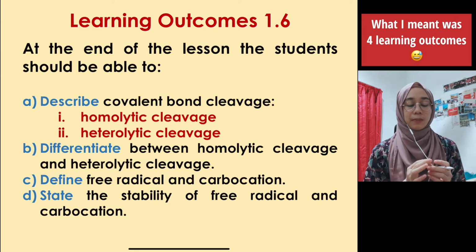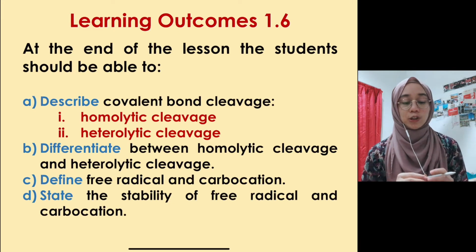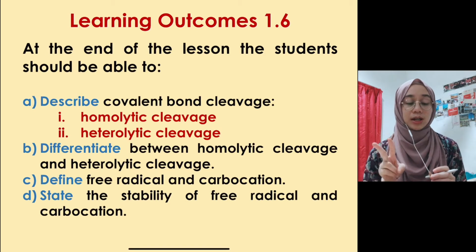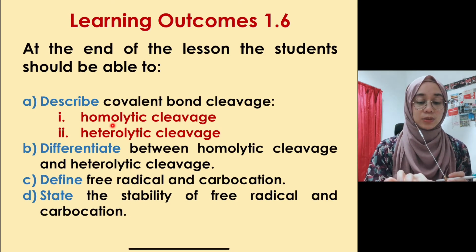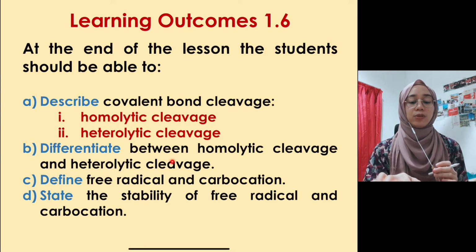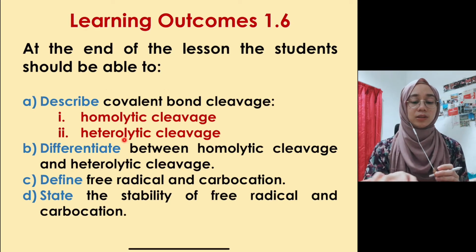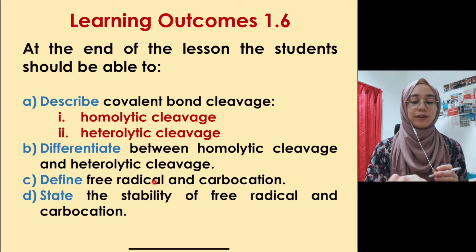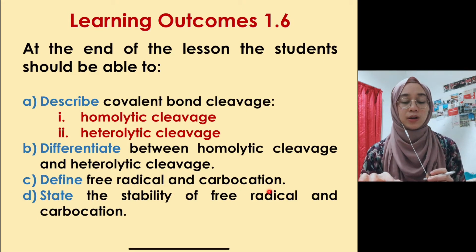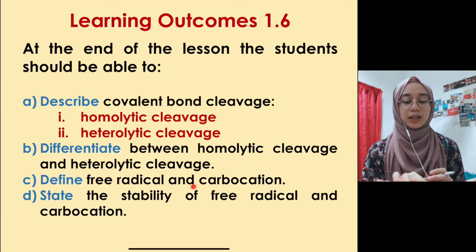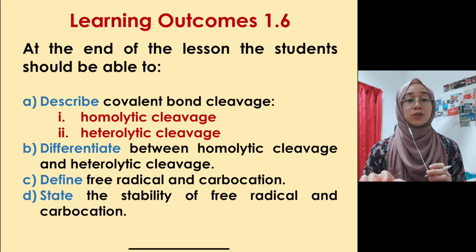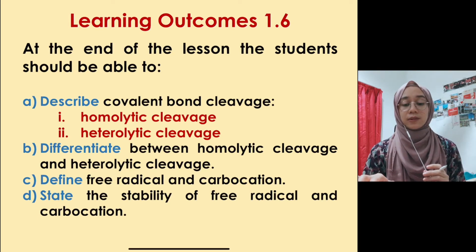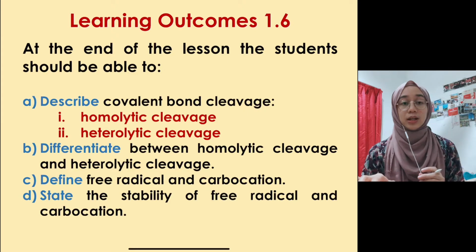Okay, so by the end of this lesson, you should be able to describe the covalent bond cleavage. There are 2 types, homolytic cleavage and also heterolytic cleavage, and then you will also be able to differentiate these 2 cleavages. And then we also have a look at the free radical and also carbocation, and also on the stability of these 2 things. Okay, so now let's have a look at what is covalent bond cleavage.